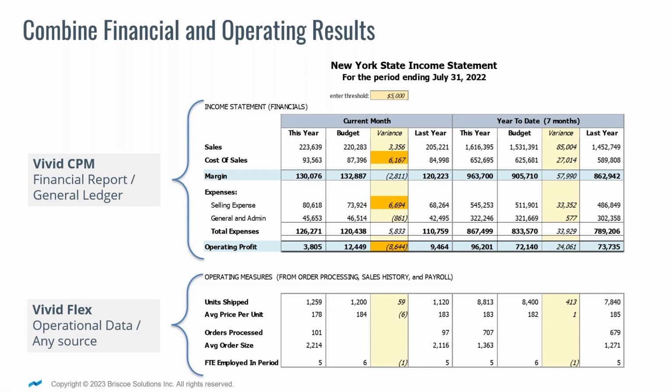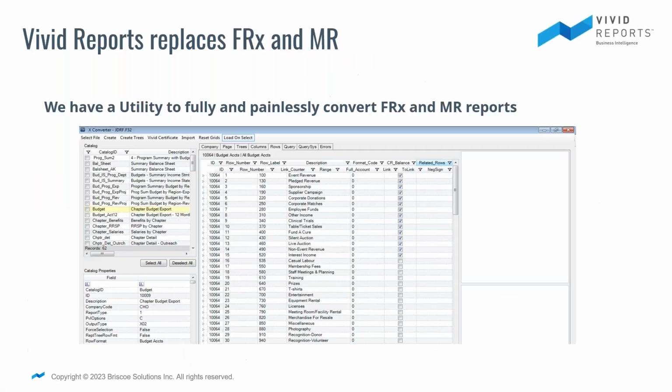If you have another operational piece of software that is using SQL Server, you can set up a connection to that SQL data and build a custom report. If there are any MR or FRX users out there and you're looking for an alternative, I do want to mention that we have a conversion utility that can take those row formats and reporting trees and build finished reports directly in Excel using Vivid.